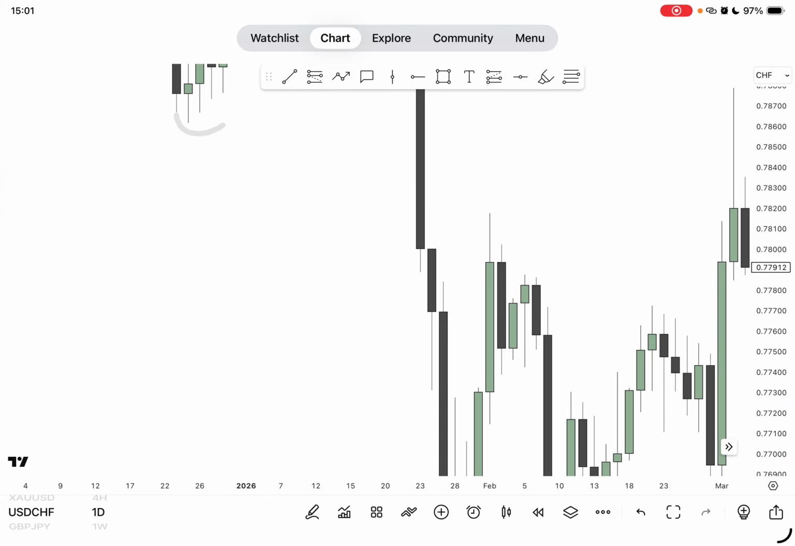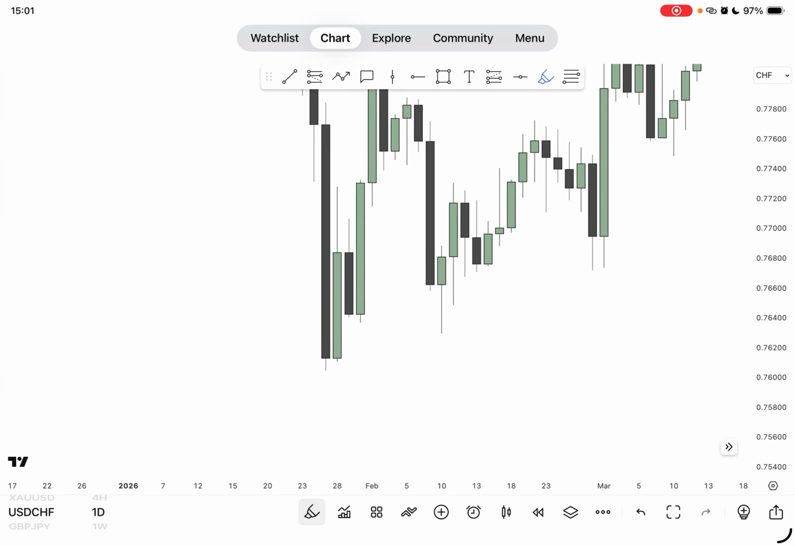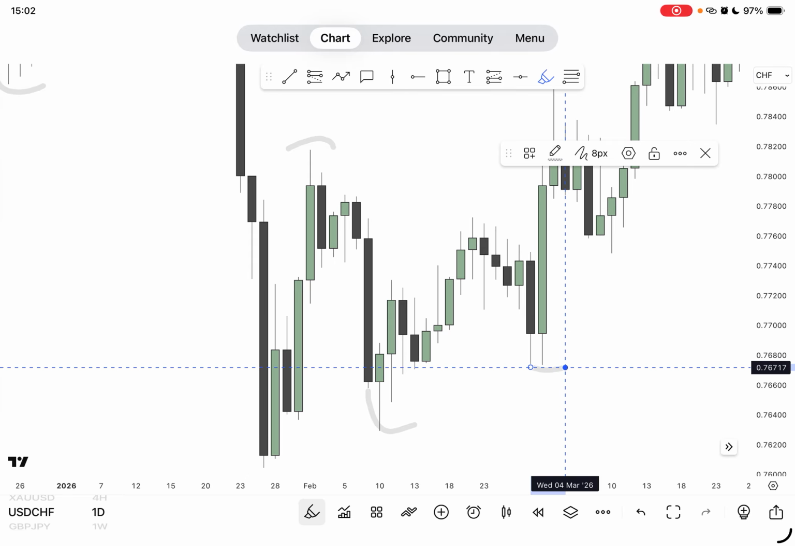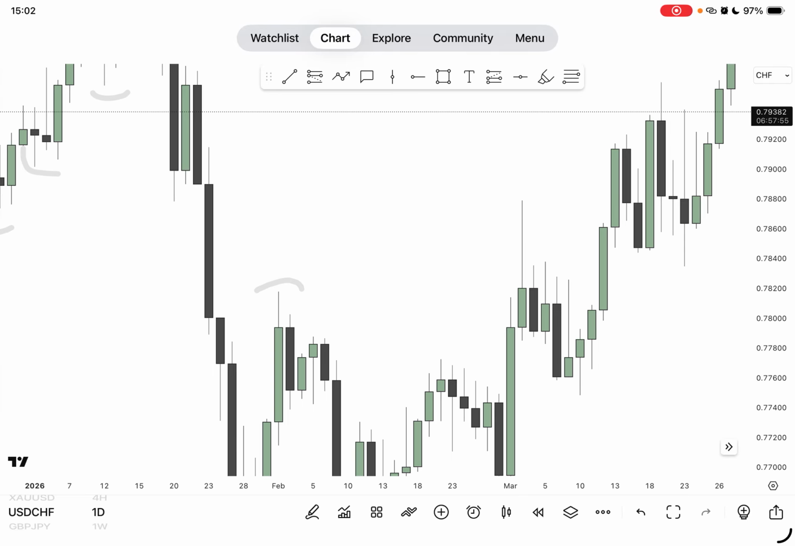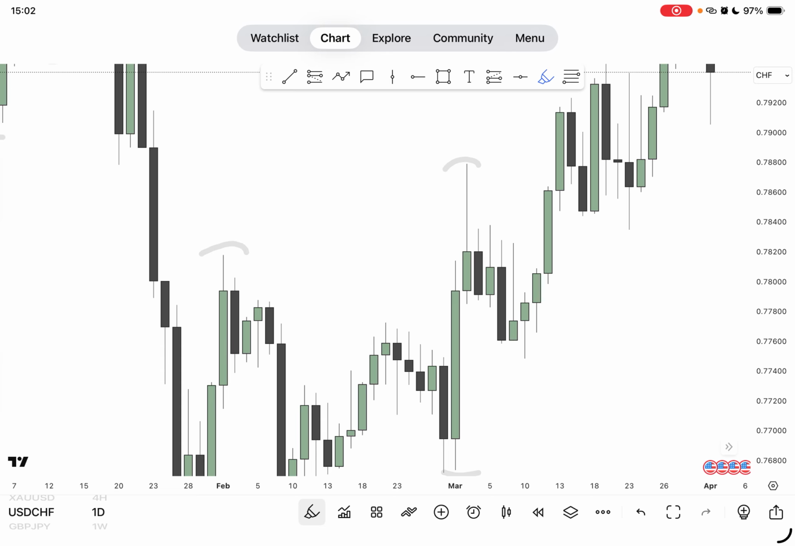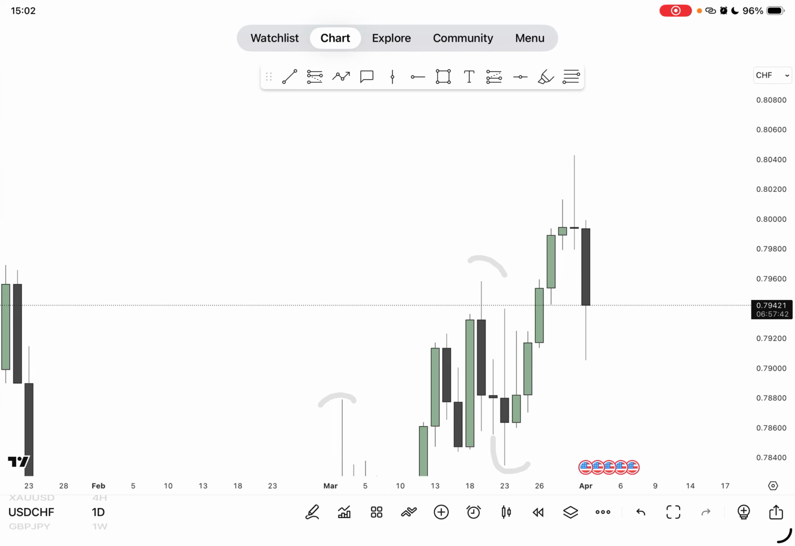So let's go back. Now this is a swing. You can see when price created this swing pattern, what did it do? It reversed. When price created this swing pattern, what did it do? It reversed. Next one, it went up. Next one, it came down. Next, it went up, it went up, it went up. See something here?